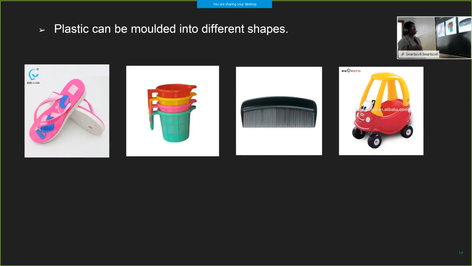Now, another important property, plastic can be molded into different shapes. See, the number of items, if you make a list, the list will be endless, is it not? You can make a number of items using plastic, chappals, slippers, mugs, combs, toys, and many more. Okay, so plastic can be molded into different shapes.